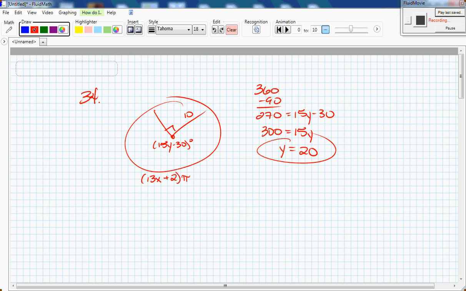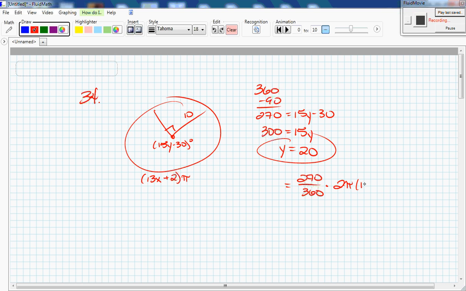So that's y. Now the next thing we have to do is solve for x. Now x is an expression here, 13x plus 2, or the quantity 13x plus 2 times pi, that's used to represent the length of an arc. Okay? So the formula for arc length is the measure of the arc, or its corresponding central angle, which we know is 270, over 360 times the circumference. Because we're given radius, again, we'll use 2 pi times r.